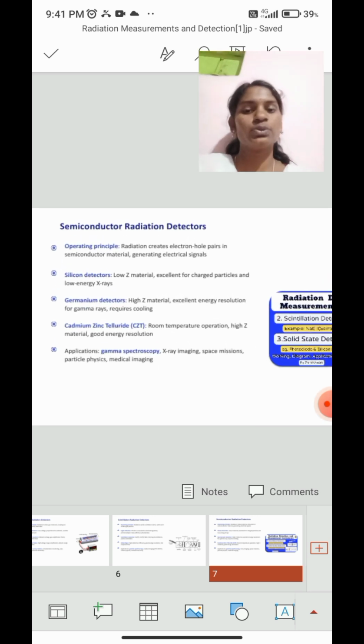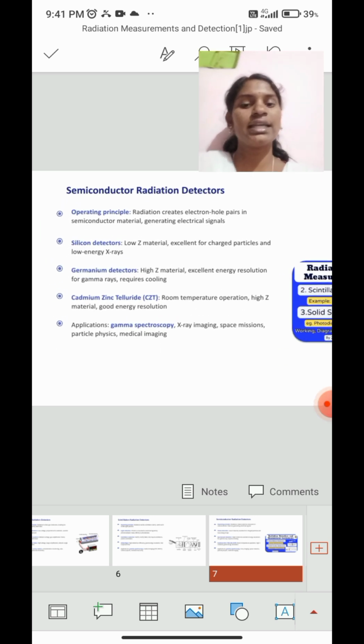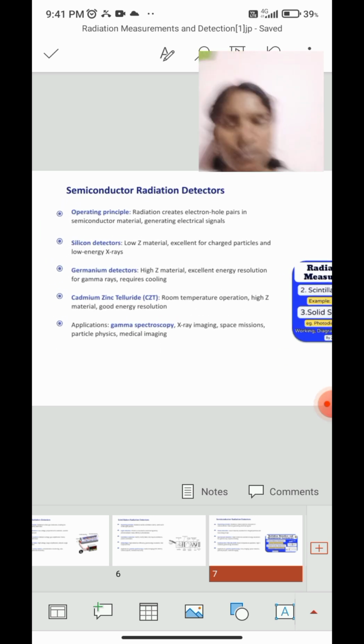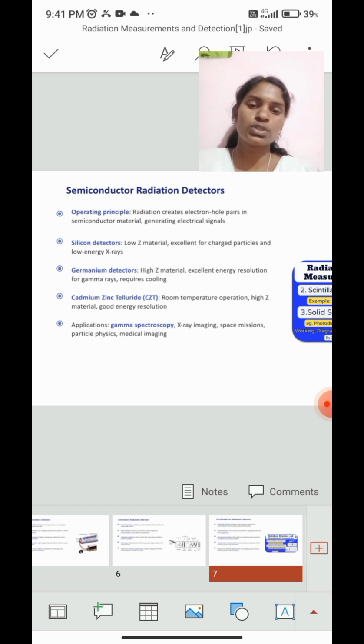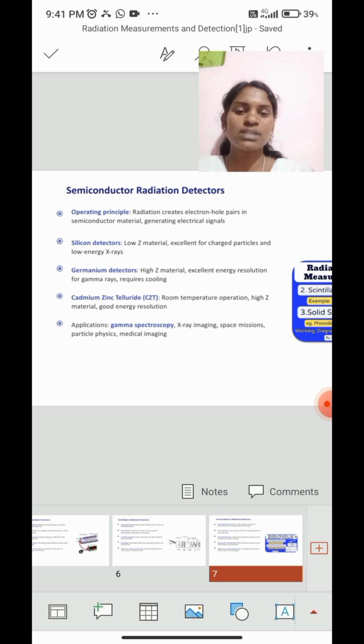Then semiconductor radiation detectors. Operating principle: radiation creates electron-hole pairs in the semiconductor material, generating electrical signals. Silicon detectors are a low-Z material, excellent for charged particles and low-energy X-rays. Germanium detectors are a high-Z material with excellent energy resolution for gamma rays, but require cooling.